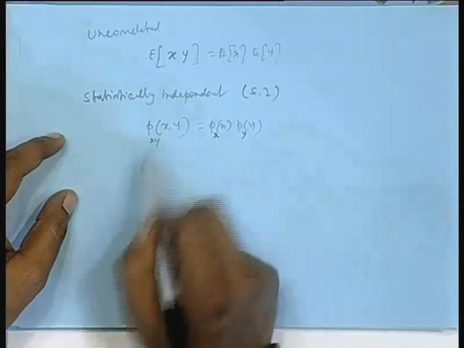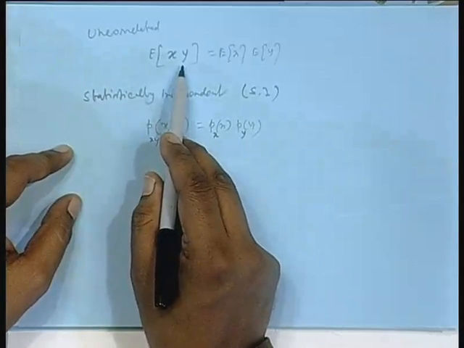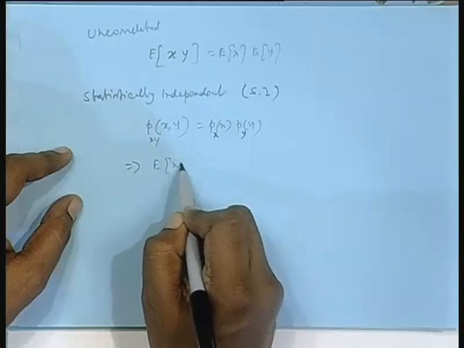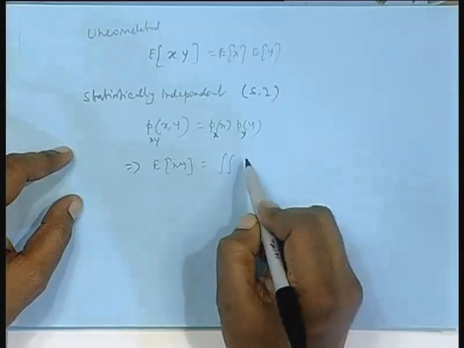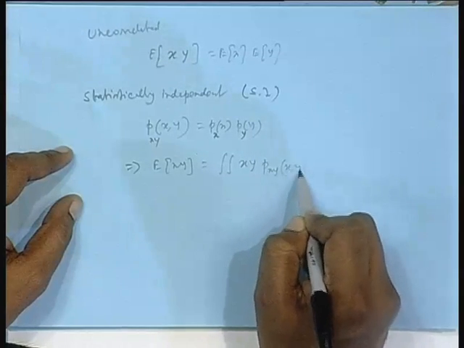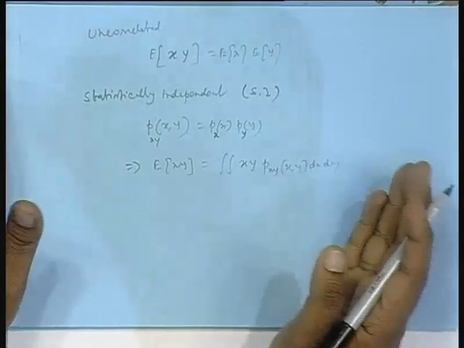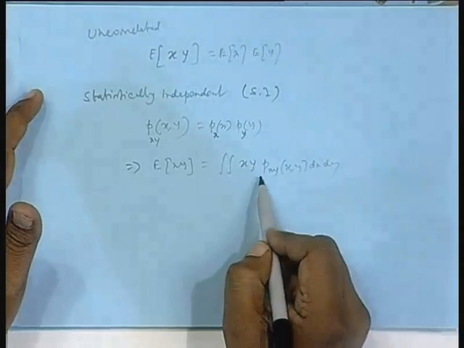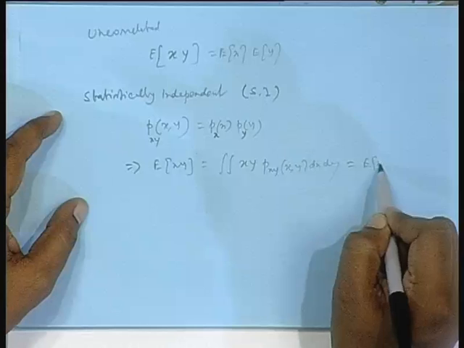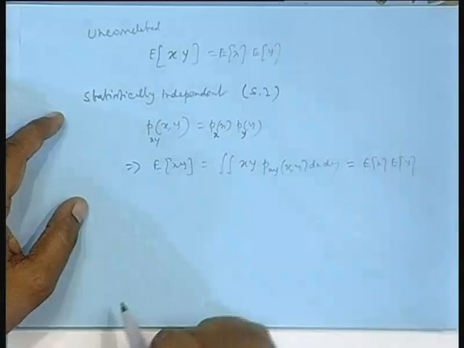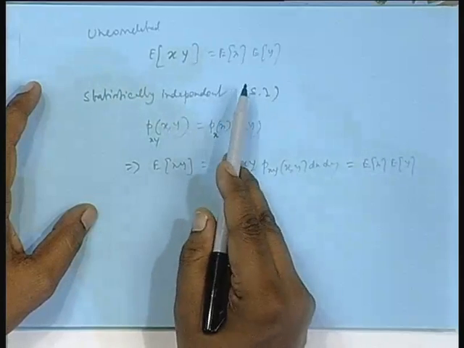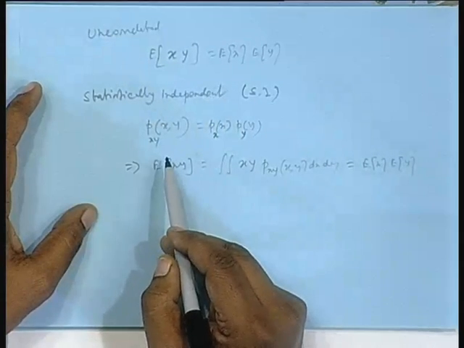If they are statistically independent, what is E x y? E x y is nothing but the integral of x into y into P x y of x, y dx dy, and the rest is very obvious. P x of x, one integral, P y of y, so it is E x E y. Same thing applies for complex valued case also. But given this, you cannot get back this. Given that E x y equal to E x into E y, in general you cannot get back this.